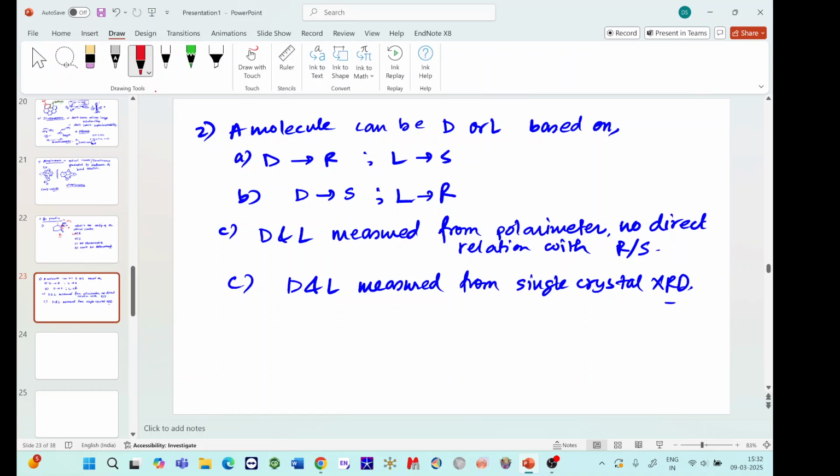Any idea? Option C, sir. Option C. Yeah, it is right because D and L is the angle of rotation of plane polarized light.